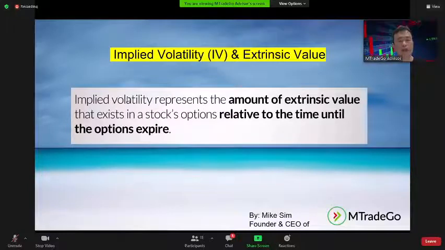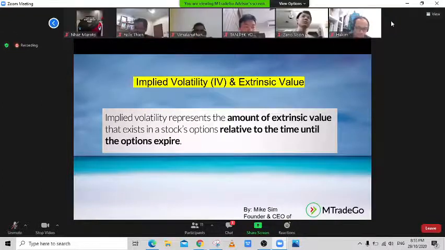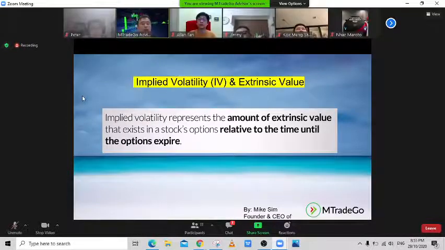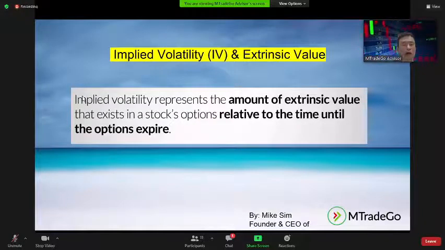Implied volatility reflects the amount of extrinsic value that exists in the stock option relative to the time until the option expires. Like I said just now, the longer until expiry, the more extrinsic value. Of course, when the expiry is longer, the IV is higher because the risk is higher. If you look at tomorrow's options, with no earning season or whatever, the extrinsic value is very, very little and the IV is normally very low. If it is one year ahead, the extrinsic value is still very high, and the IV is definitely higher than tomorrow's. I assume here that nothing happens, like no earning season, no presidential election, whatever it is.